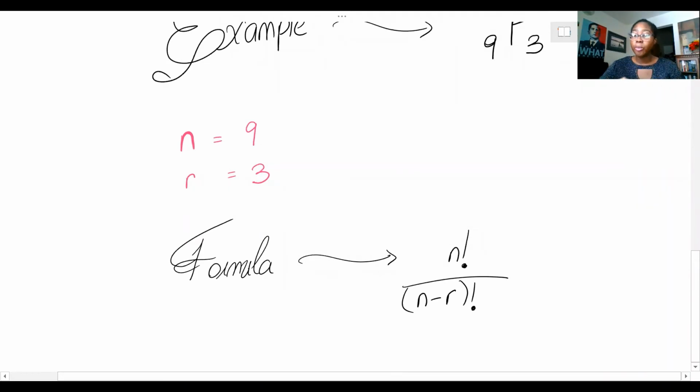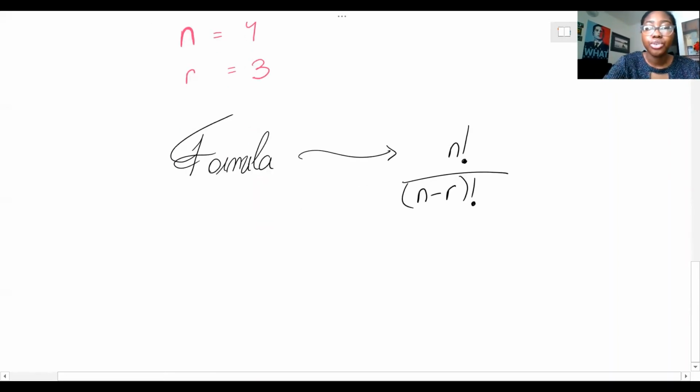Now, this is the formula that we're going to use to solve this. The formula is n factorial over n minus r factorial. Now, all we need to do, because we've already identified what n and r are, is plug our numbers into the formula and then solve. So for n factorial, we'll have 9 factorial over (9 minus 3) factorial.